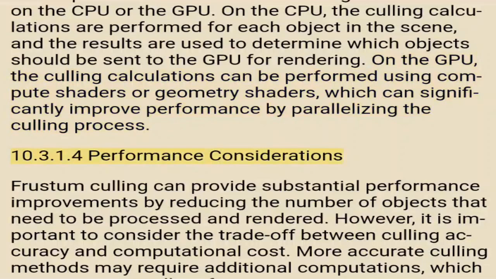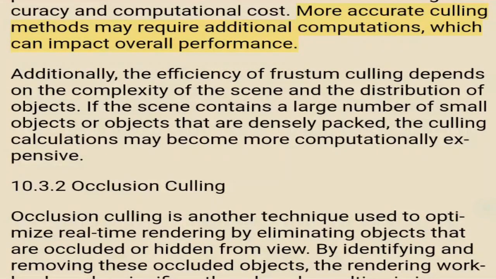10.3.1.4 Performance considerations. Frustum culling can provide substantial performance improvements by reducing the number of objects that need to be processed and rendered. However, it is important to consider the trade-off between culling accuracy and computational cost. More accurate culling methods may require additional computations, which can impact overall performance. Additionally, the efficiency of frustum culling depends on the complexity of the scene and the distribution of objects. If the scene contains a large number of small objects or objects that are densely packed, the culling calculations may become more computationally expensive.